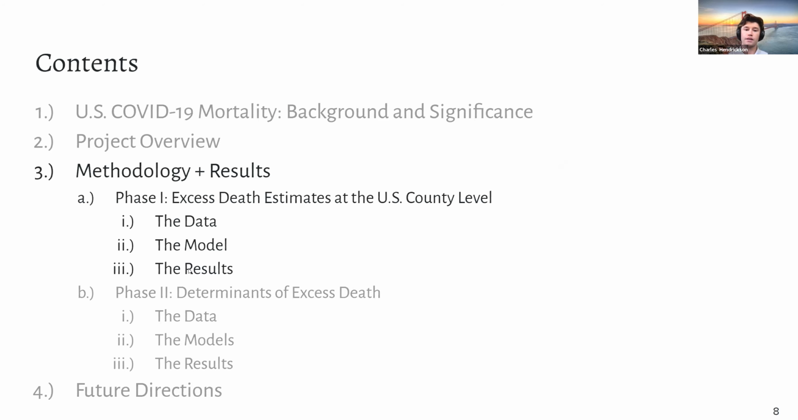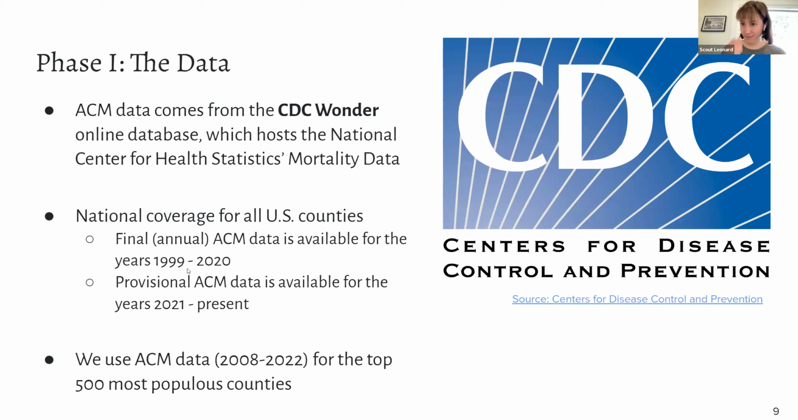For phase one of our project, we utilize all-cause mortality data from the CDC Wonder online database, which hosts the National Center for Health Statistics mortality data. This data has national coverage for all US counties and comes in 2 forms. Final annual all-cause mortality data, which is available from 1999 to 2020, and provisional data, which is available from 2021 to the present. We use all-cause mortality data from 2008 to 2022 for the top 500 most populous counties.